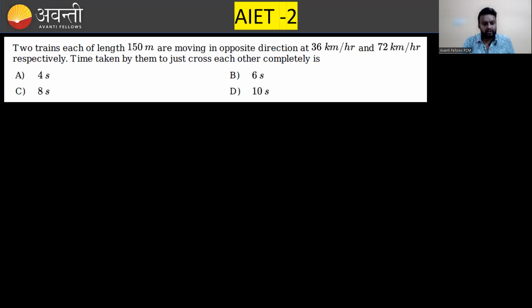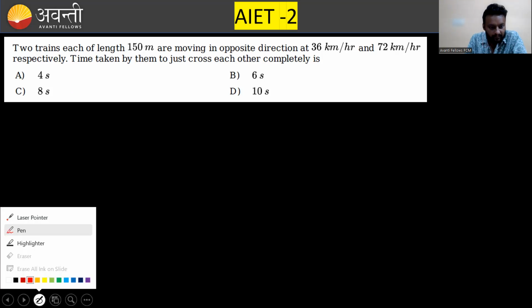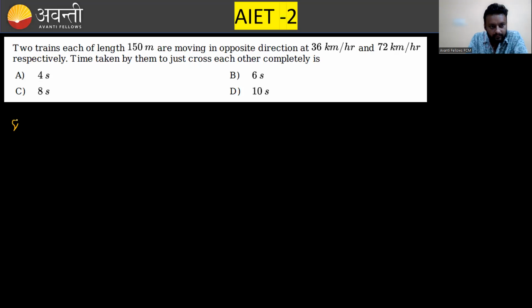Okay. So the first question. This is a very basic question of speed, distance, time type, in which the question is saying two trains, each of length 150 meter. Keep in mind, they are moving in opposite direction at 36 kilometer per hour and 72 kilometer per hour respectively. Time taken by them to just cross each other is.